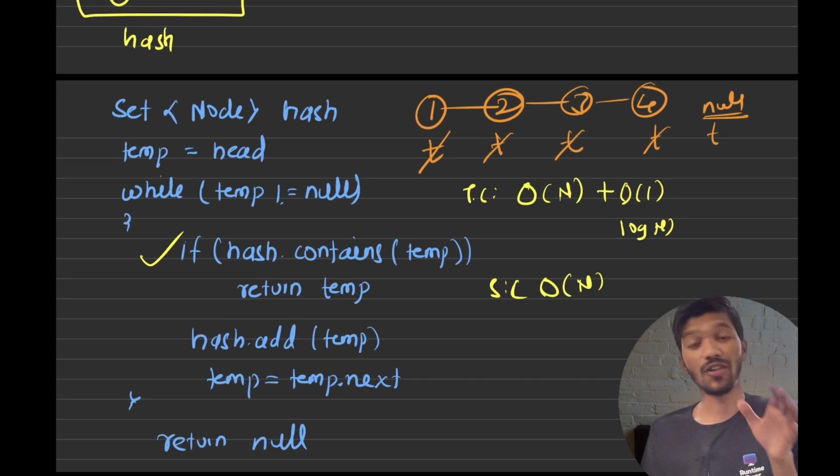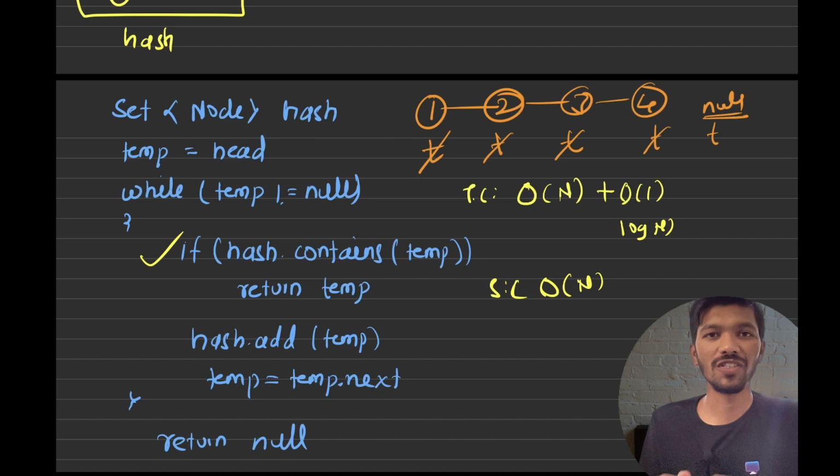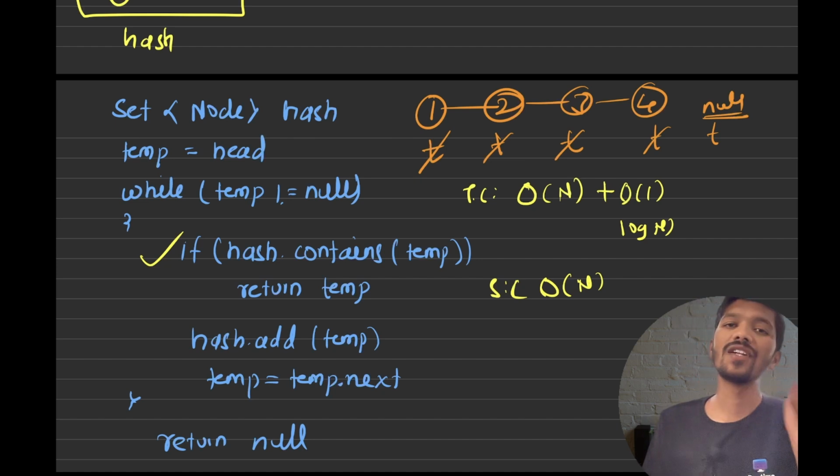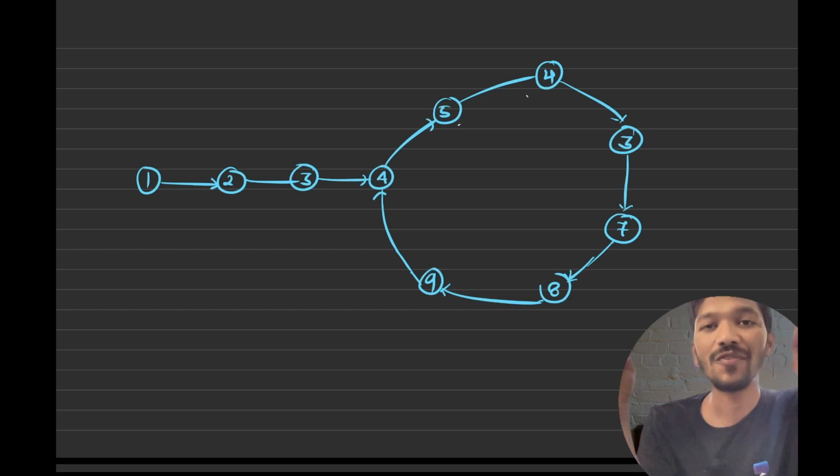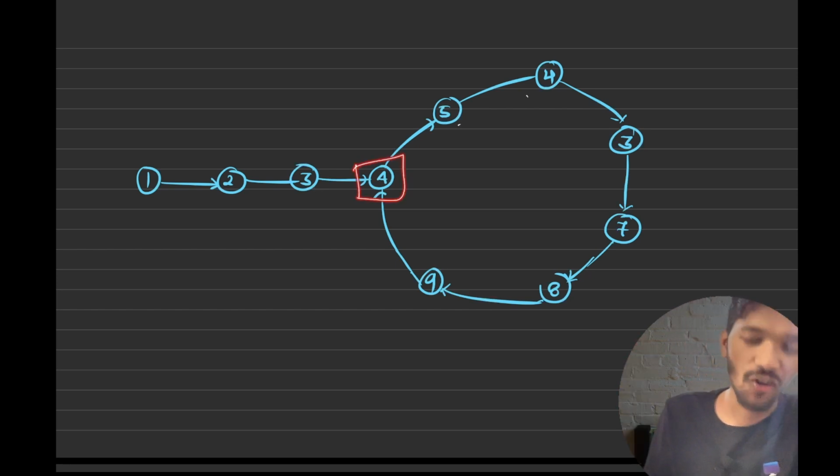Now the interviewer will not be happy at all, because this is a brute force solution. He will ask us to optimize. So let's check how we can optimize this code. What we need to return is the first node of my loop.